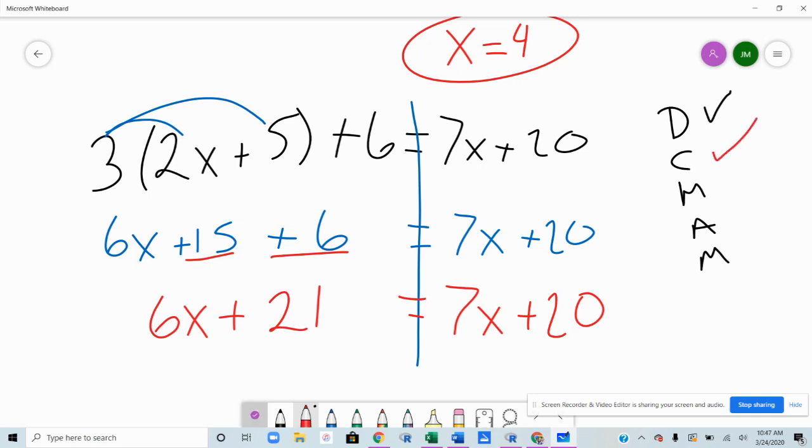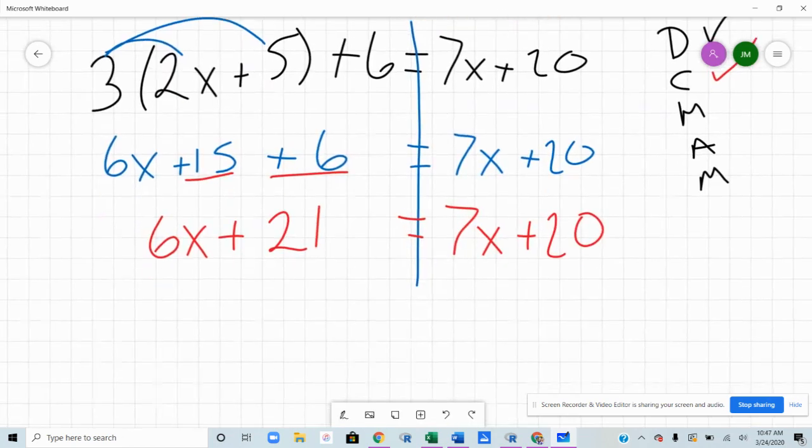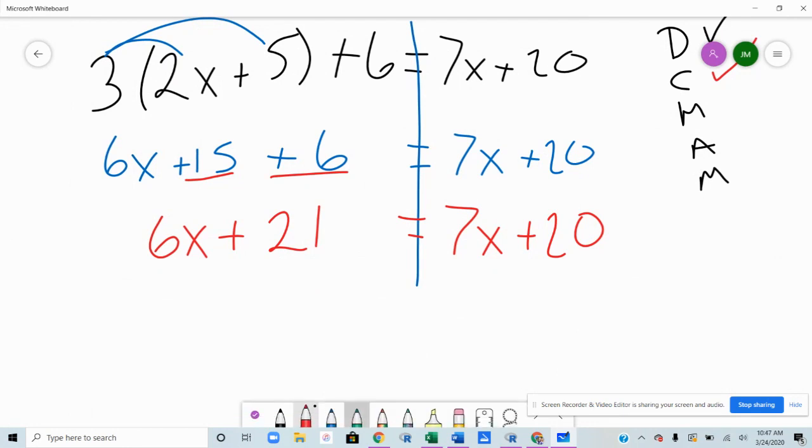Combined like terms. The first M is move the variable, and that means we need to move the variable to one side. So either move all your variables to the left or move all your variables to the right. Doesn't typically matter. I know a lot of you like to move your variables to the left, so we can do that, which means we're going to move this 7x. Remember we said when we move, we have to either add or subtract. Since it is a positive 7x, you need to get rid of it. You need to subtract it from both sides.